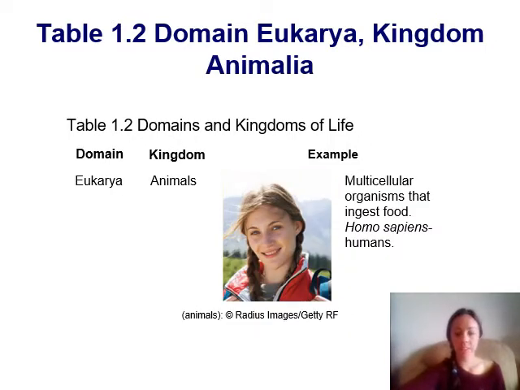Then kingdom Animalia, which is probably going to be the most familiar to us. It will include us, monkeys, dogs, cats, any type of animal that you can think of. And all of the organisms within this kingdom are going to be consumers, which of course just means that in order to get their energy, they're going to need to consume all their food.